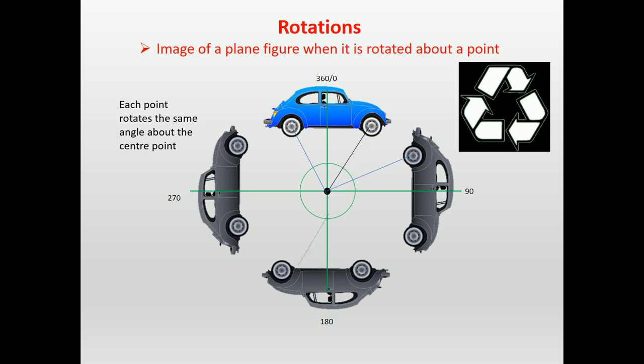If we take the 180 degrees, we see that the front wheel rotates 180 degrees about the point. So when it's rotated 180 degrees, each point rotates 180 degrees about the center point. Likewise, with the 270 degrees, the front mirror rotates 270 degrees about the center point. So every point on the car must move the same angle about the center point.